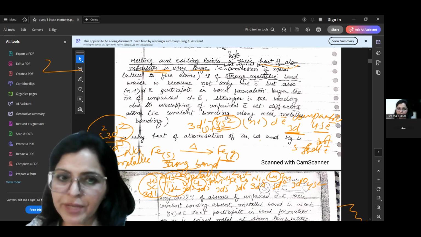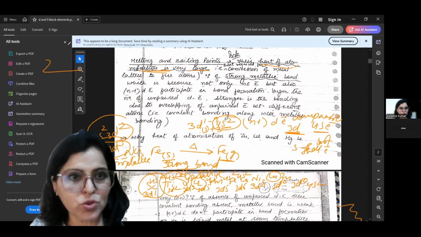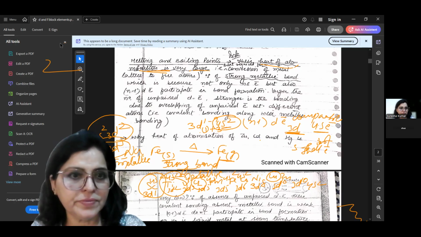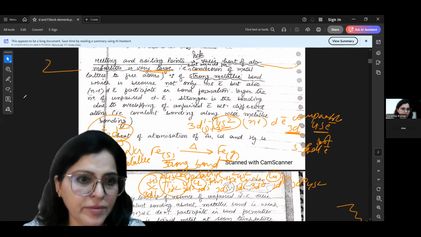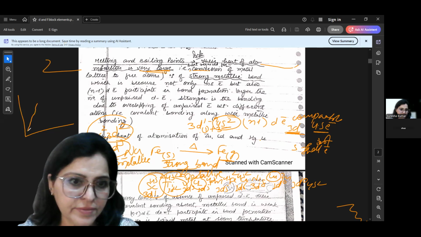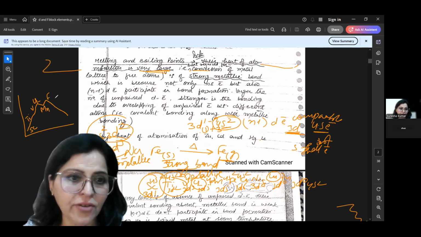Larger the number of unpaired electrons, stronger is the metallic bond formation, right? So if we see the graph, their boiling point graph, heat of atomization, is like this. This is scandium, this is titanium, vanadium, chromium, manganese, iron, cobalt, nickel, and zinc.